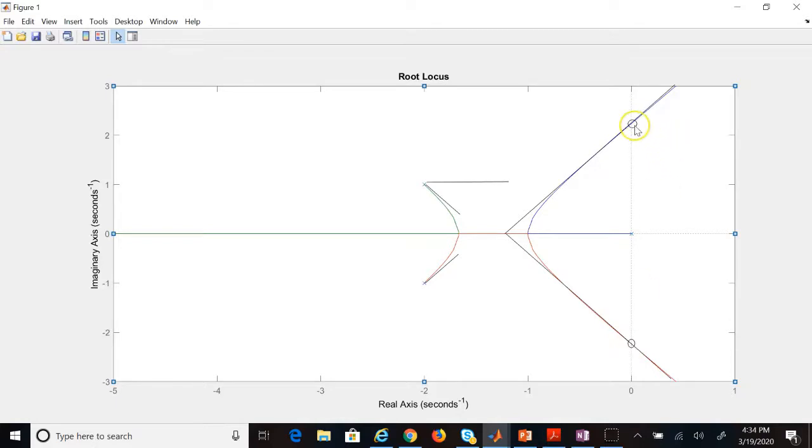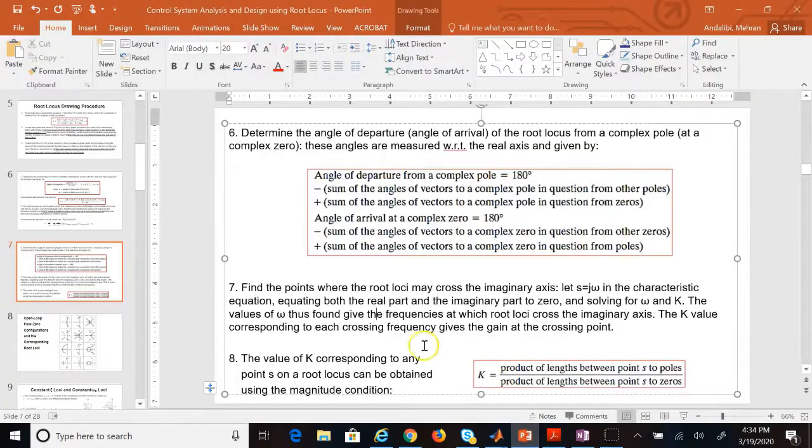So if I just plug in s equal i omega or negative i omega in my characteristic equation and solve for omega, then I can find what? The value of omega, and then also I can find the value of k. Let me show you how to do that. So that's number 7 and 8 together.